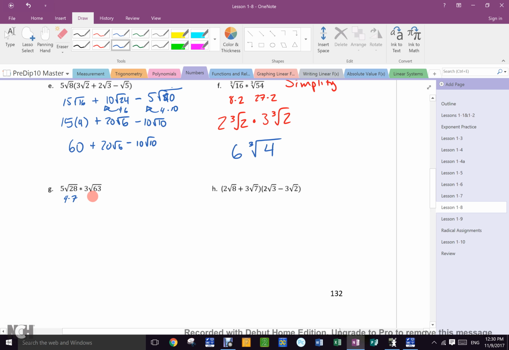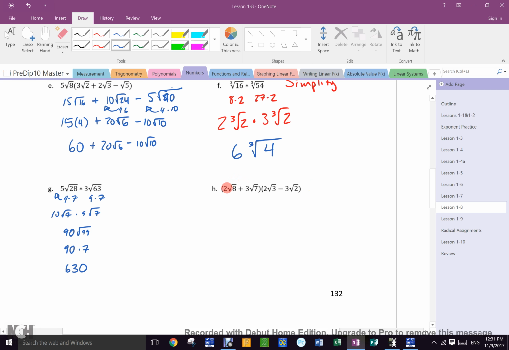4 times 7, 9 times 7, 10 root 7 times 9 root 7 is 90 root 49, which is 90 times 7, which is 630. Now, what would you do here? Again, there you go. That's the stuff you do.